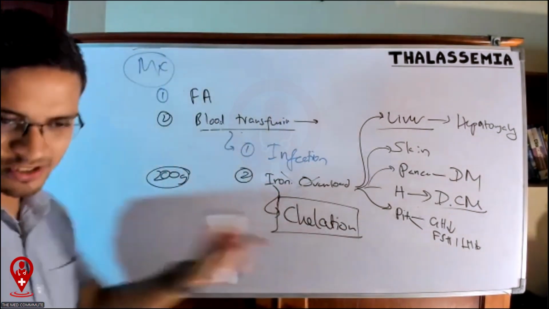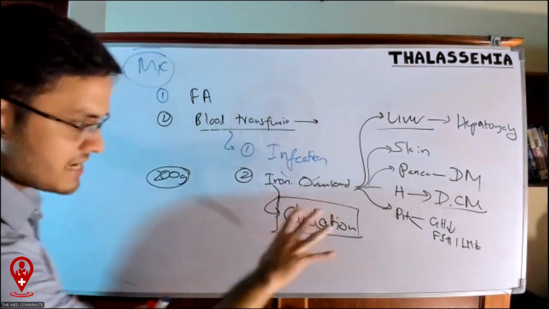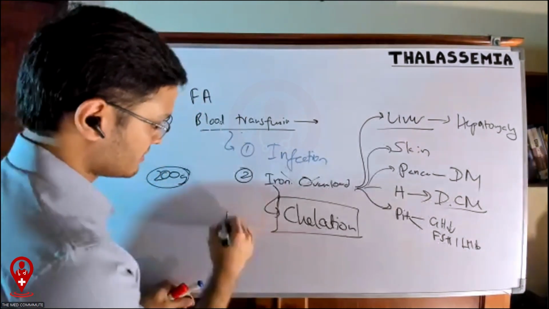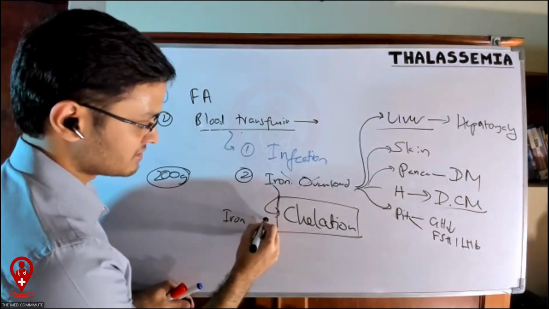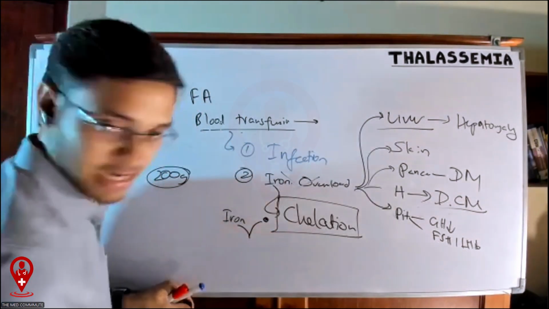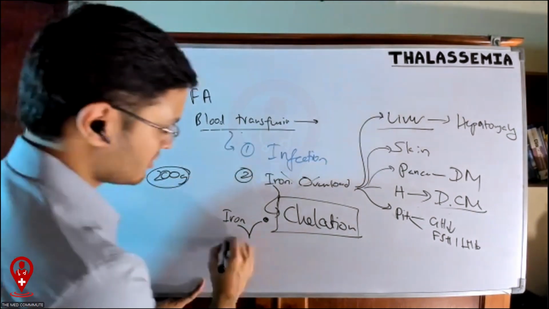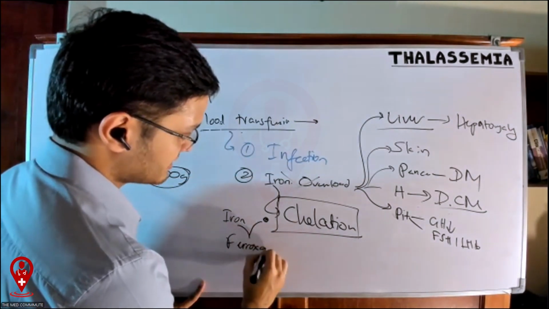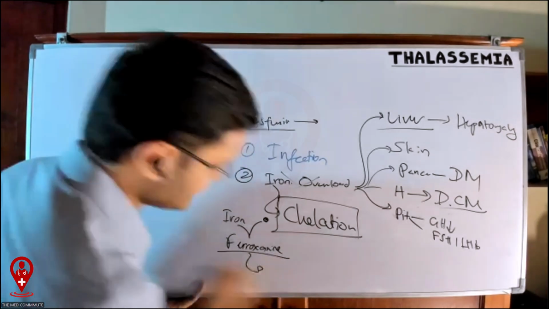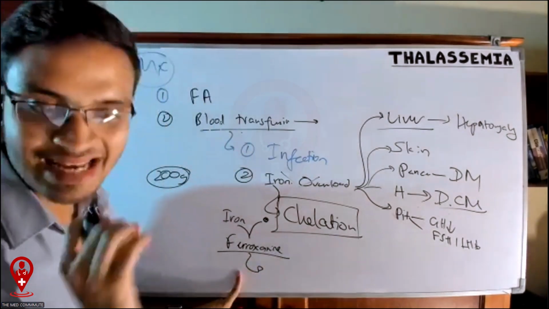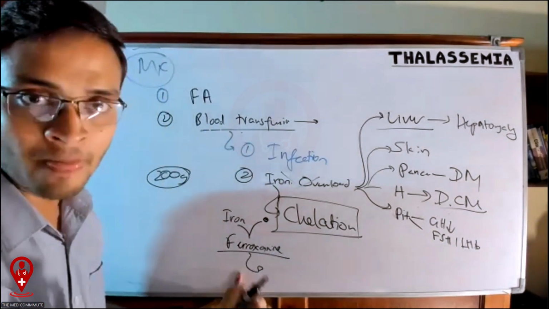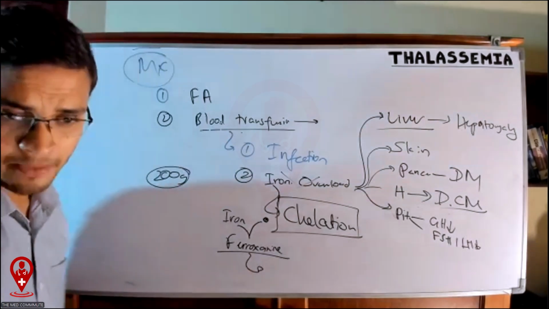Basically, guys, we are going to give some substances, and we will talk about what they are. These medications bind to this iron. So let's say they have iron here, and these medications that we give will bind to this iron. They form something called ferroxamine, guys. This ferroxamine is easily excreted by the kidneys. It is soluble, so it will be easily excreted.